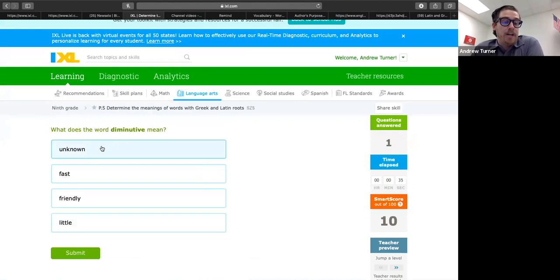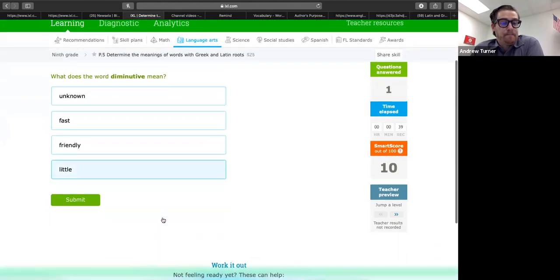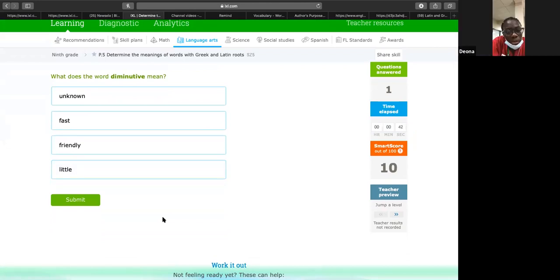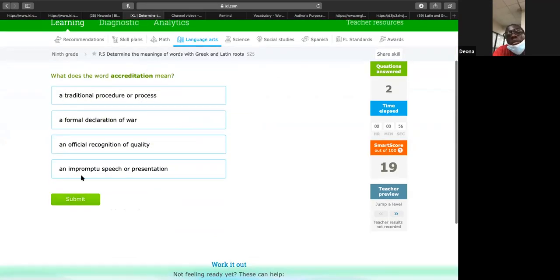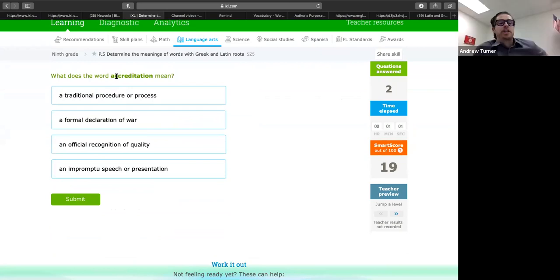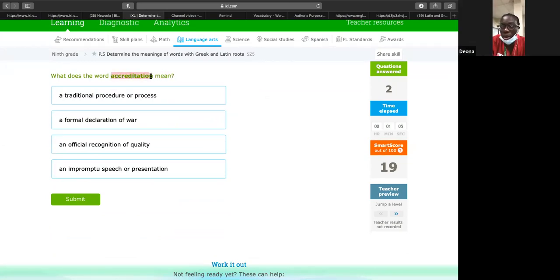Diminutive. Is it unknown, fast, friendly, or little? I would say, because the meaning is small, so I want to say little. Yeah, very good. So let's see if it's little. Terrific, very good. Because I remember from the prefixes and suffixes with minimal and stuff like that.